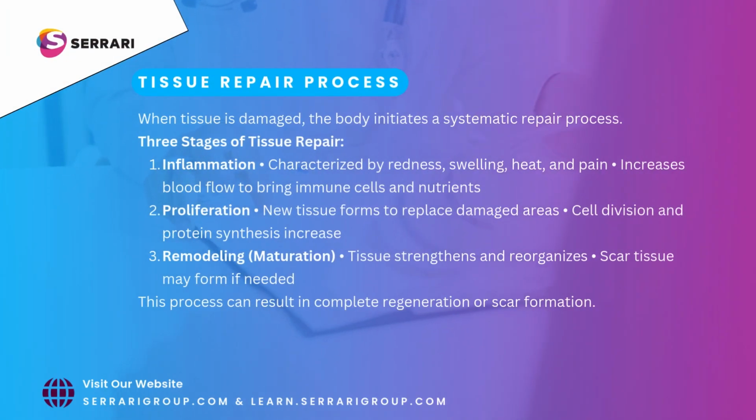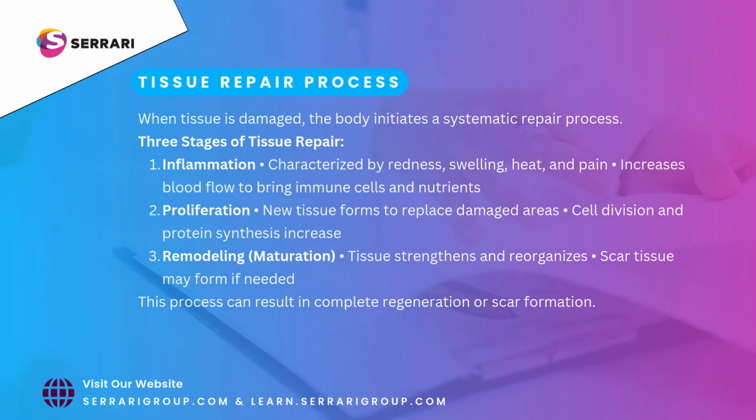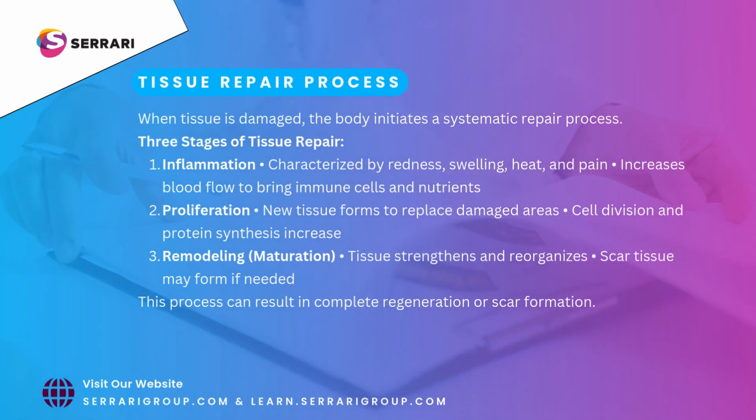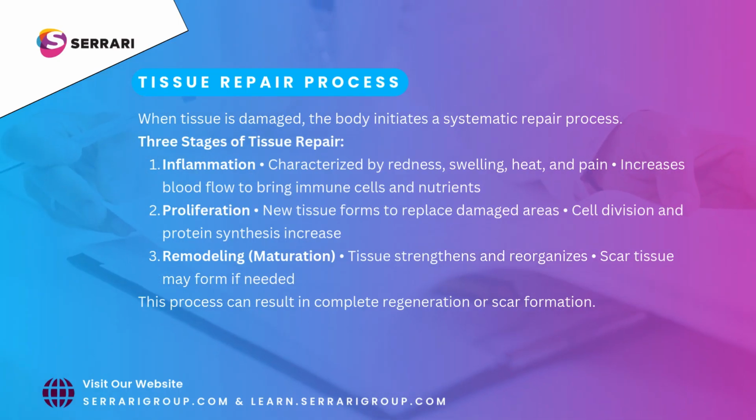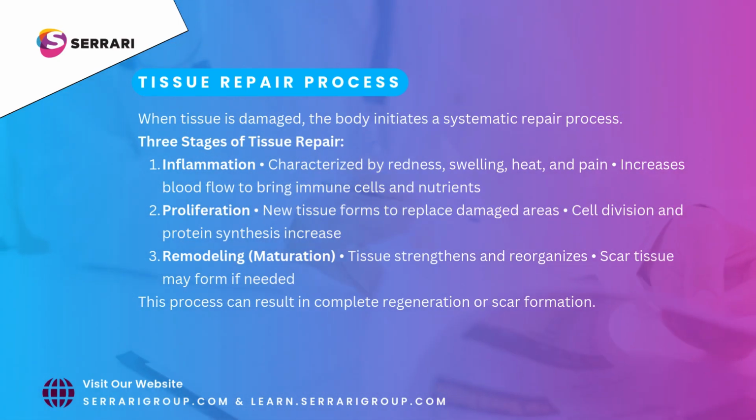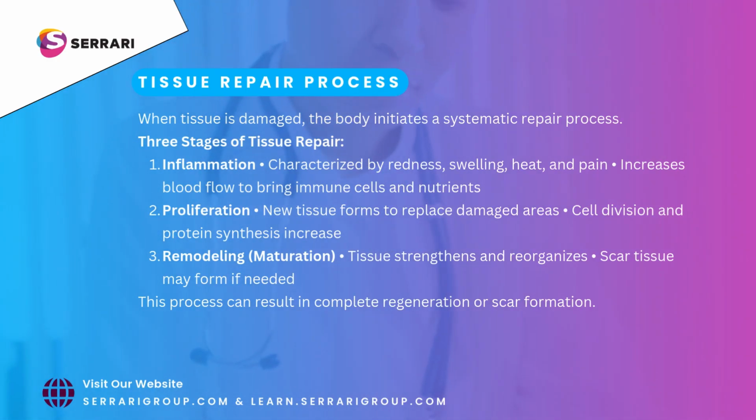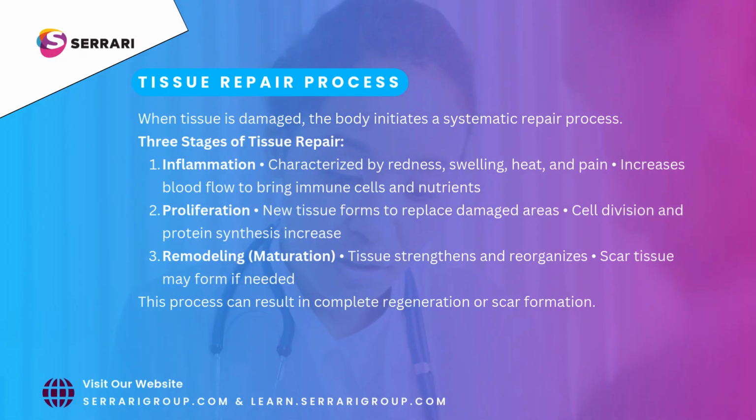Tissue repair process. When tissue is damaged, the body initiates a systematic repair process. Three stages of tissue repair. Inflammation, characterized by redness, swelling, heat, and pain, increases blood flow to bring immune cells and nutrients. Proliferation, new tissue forms to replace damaged areas, cell division and protein synthesis increase. Remodeling, maturation, tissue strengthens and reorganizes, scar tissue may form if needed. This process can result in complete regeneration or scar formation.